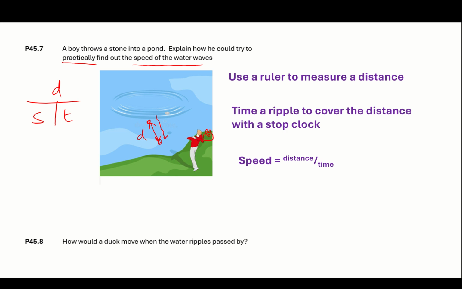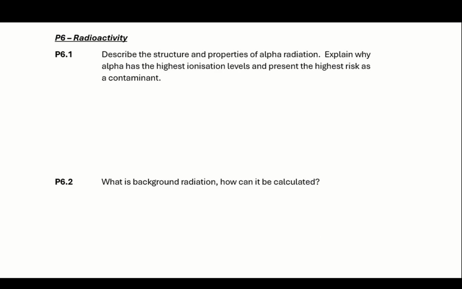All right. How would a duck move when the ripples pass by? Well, we know we're moving the energy, we're not moving the particles, so the duck would just bob up and down. All right. But try to make sure that your arrow is lovely and straight. So the duck would bob up and down. And that's that section done.